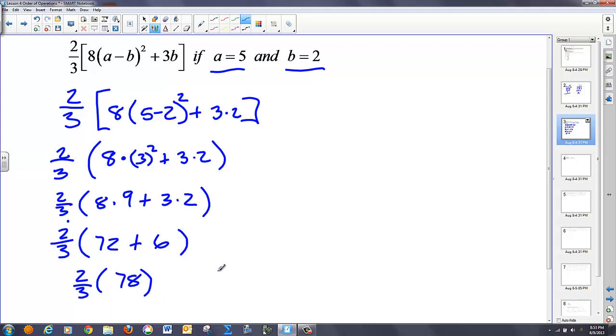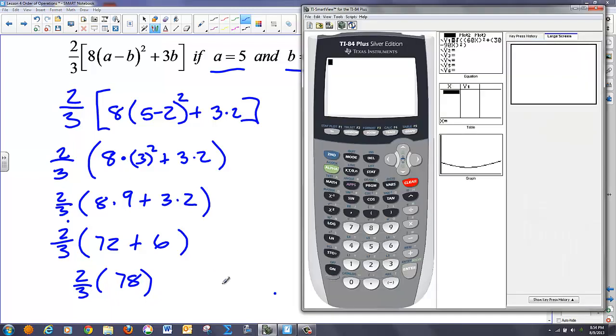Now, let's assume that you can't do this in your head, which I know you can, but let's use our calculator to help us do this. So here we have the calculator. What I want to do is multiply 2/3 by 78. Anytime I have a fraction, I'm going to put that entire fraction in parentheses. So that's 2 divided by 3, close my parentheses, multiply that by 78.